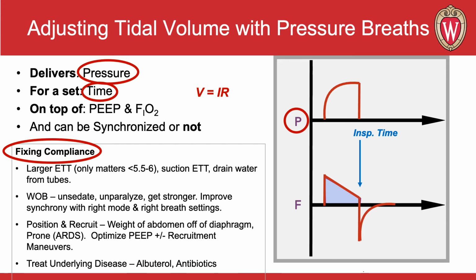Using V equals IR, we can see that if we increase the V and the R is the same, the I will go up. So by increasing the pressure, you get a higher flow. And it takes longer to get to that inspiratory pause. So this whole triangle goes up and rightward, making this area under that curve much bigger. And that's the simplest way that we can adjust tidal volume in a pressure breath.